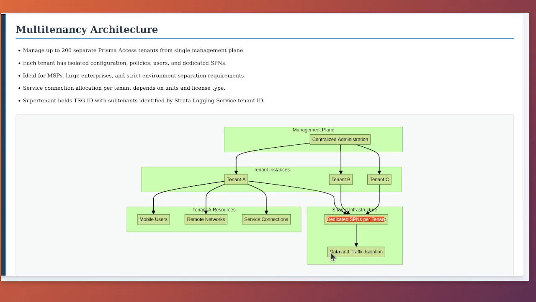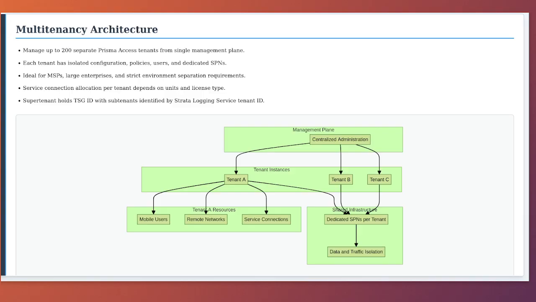tenants. The shared infrastructure layer provides the underlying platform capabilities that all tenants use, but tenant data and traffic remain strictly separated. Each tenant gets dedicated security processing nodes with dedicated compute and network resources, ensuring consistent performance without noisy neighbor effects. Prisma Access supports up to 200 tenants on a single multi-tenant deployment.